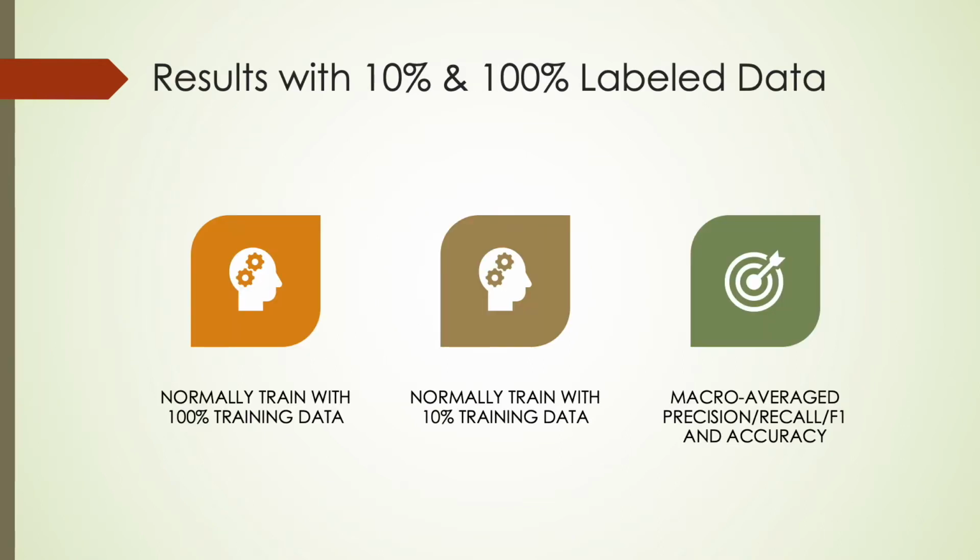Also, in order to provide reference performance for co-training, we first evaluate the different classifiers normally trained on different document representations using labeled documents in L, which is only 10% of the training data, and documents in L plus U, which is 100% of the training data. We report the classification performance by macro average precision, recall, and F1, as well as accuracy. In our discussion, we mainly focus on F1 score.